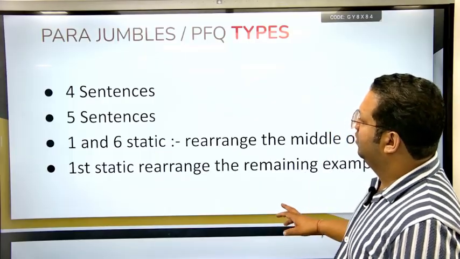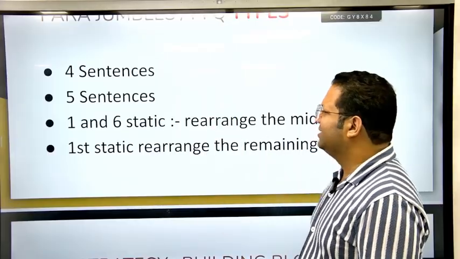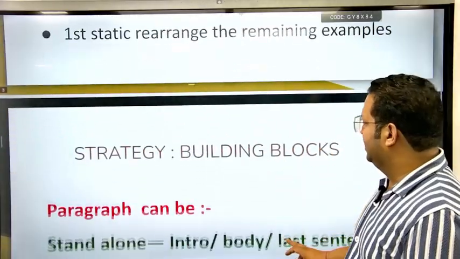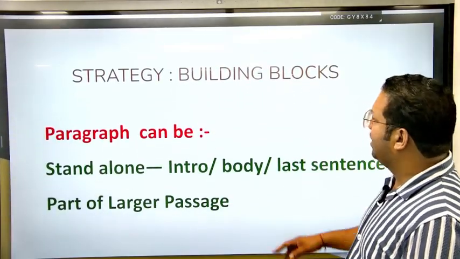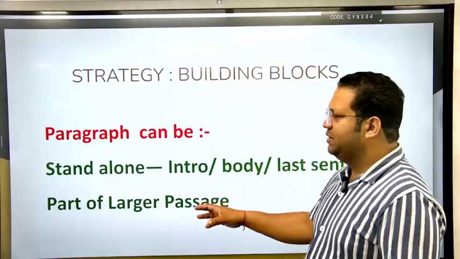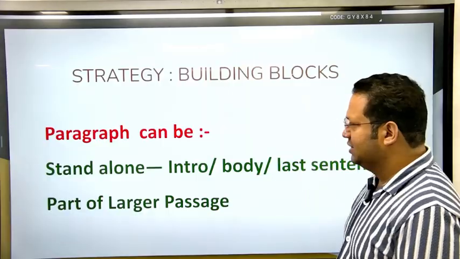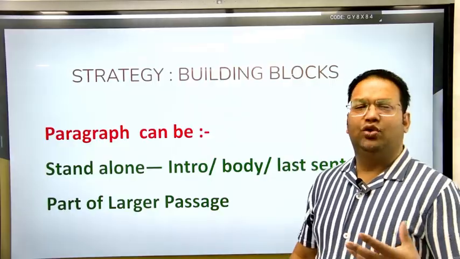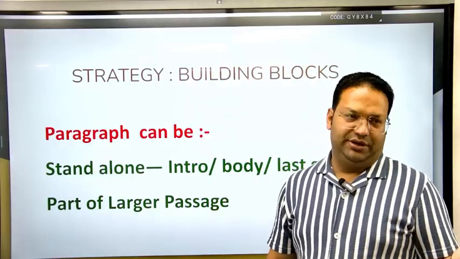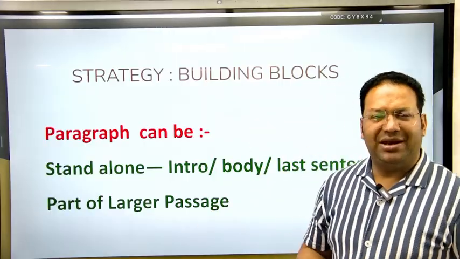So we have 4 sentences, 5 sentences, 1 and 6 sentences, first static sentences. Then you have this strategy building blocks. Paragraphs can be standalone, and intro and body last sentences. So up till here we studied the last. I told you that we'll continue from here, right? So let's take a quick recap. What are parajumbles?